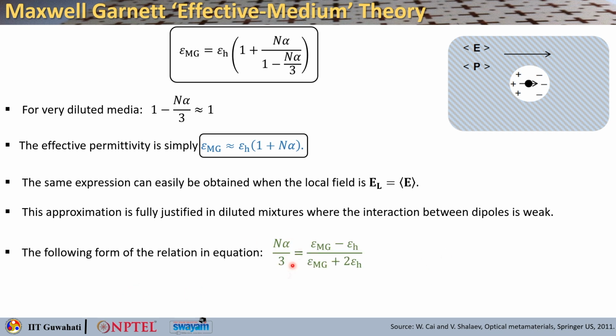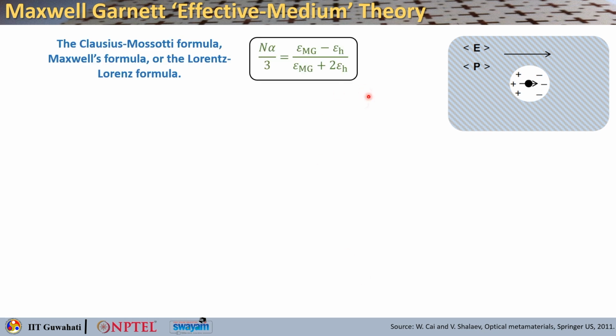So, with this you can also write that n alpha/3 will be equal to (epsilon_mg - epsilon_h) divided by (epsilon_mg + 2 epsilon_h), right. So, this particular relation is also called the Clausius-Mossotti formula or Maxwell's formula or the Lorentz-Lorenz formula.